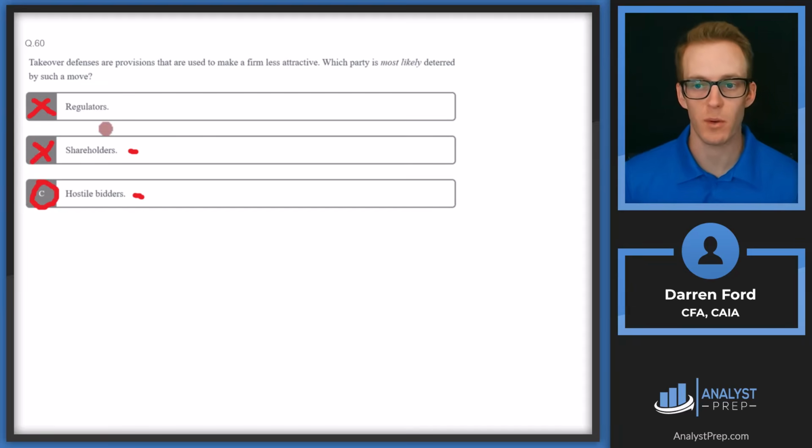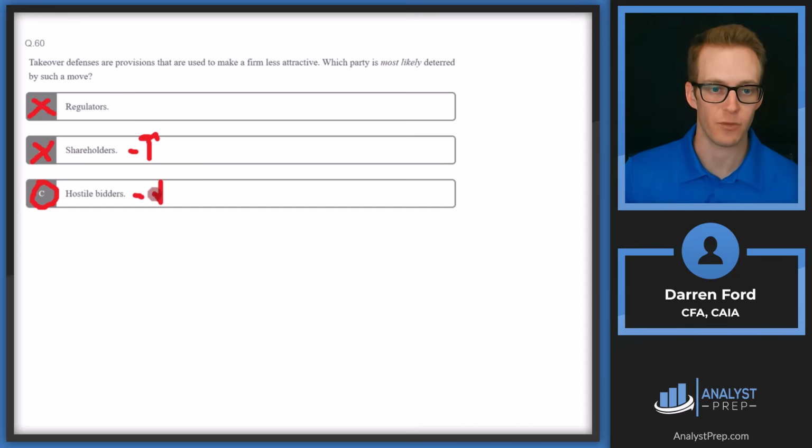If the shareholders know, okay, if we get taken out, we're going to have to get taken out at a premium price, that's going to be a positive for the shareholders and a negative for the bidders who have to eventually make a return on their investment if they're going to take over a company. So having to pay a higher price makes the firm less attractive. Answer C.